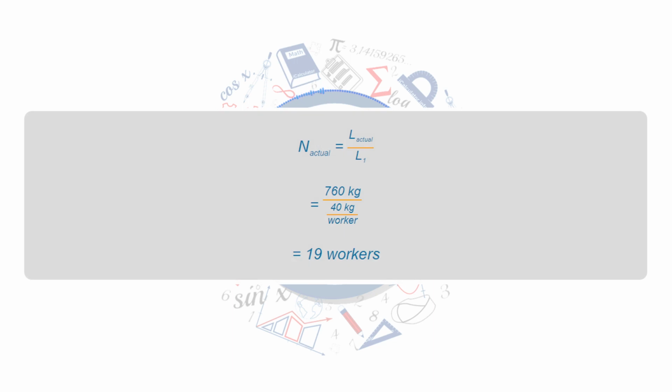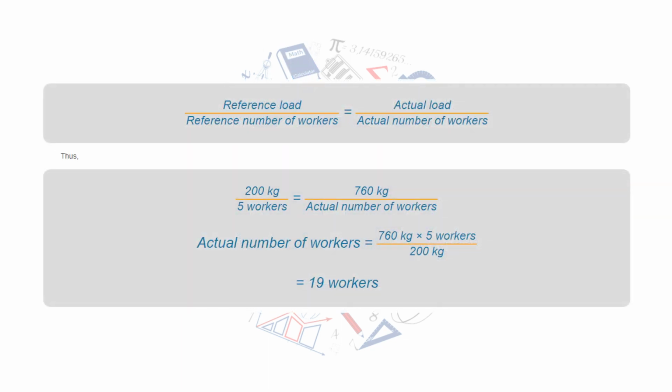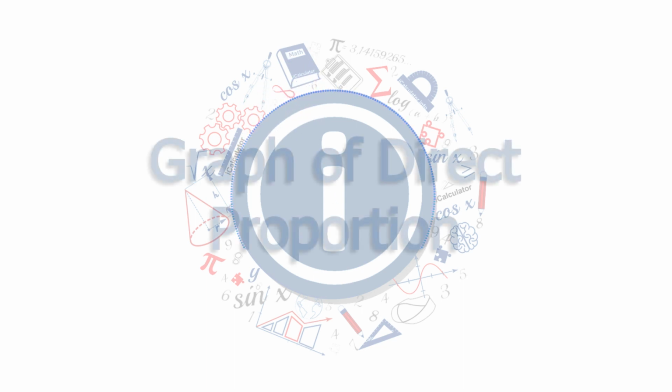Since the actual load to be carried is 760 kg, we obtained for the number of workers needed for this work the following as shown on screen. The second method is shorter. We write the following as shown on screen. As you see, the result obtained is the same with either method used.